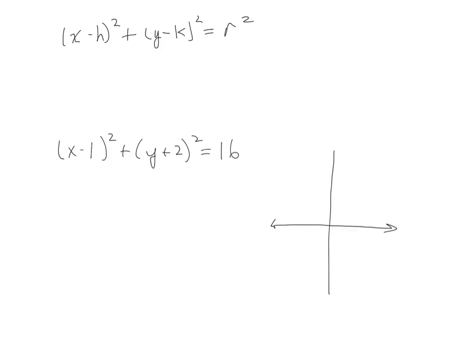So a few things off the top of my head. If I was trying to graph this, because of these squares here and this plus sign, I would know right off the bat this is a circle. I would also know that its radius is whatever I had to square to get this value. So I know the radius is going to, of course, equal 4.